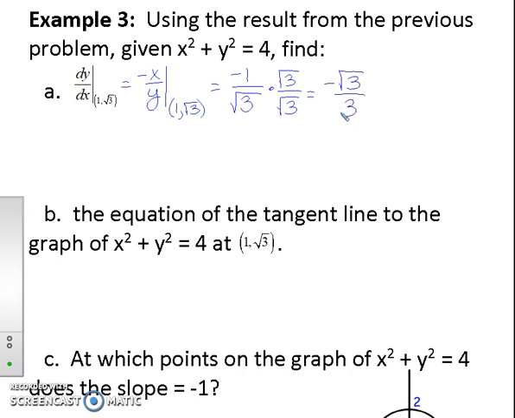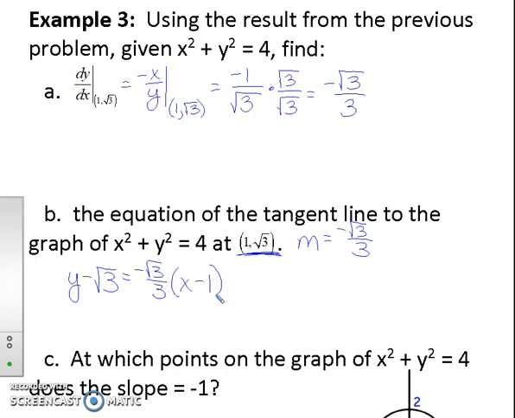So then for part B, where it says to find the equation of the tangent line to the graph of x squared plus y squared equals 4 at the point 1 comma square root of 3, the same rules still apply. To find an equation of a tangent line, we just need a point, which they've given us, and we need a slope. Well, we get the slope by evaluating the derivative at the point, which we just did in part A. So our slope would be our answer from part A. So our tangent line would be y minus y1 equals m times x minus x1.